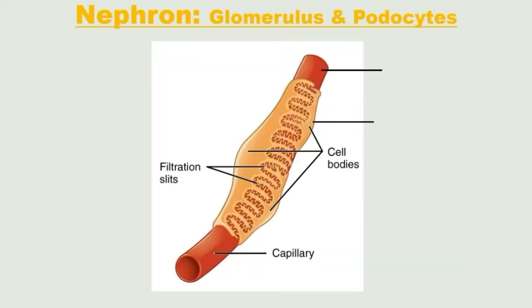For the next section, we will just focus on the glomerulus and the podocytes. The blood vessel that you will see here is a capillary that forms part of the glomerulus. The podocytes are cells with finger-like projections that literally wrap around the glomerulus. The glomerulus has small pores for microfiltration, and as these podocytes wrap around the glomerulus, they form little gaps or splits for ultrafiltration.